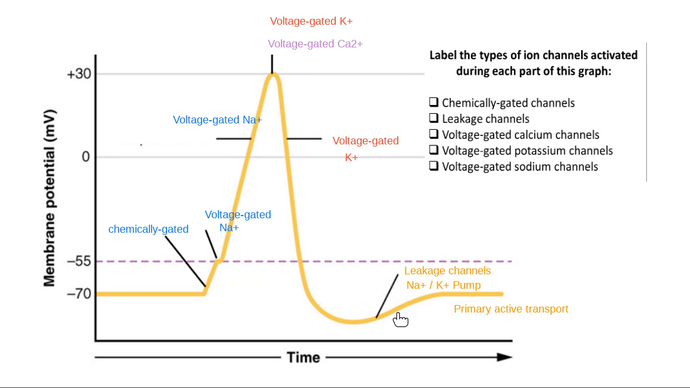That tells you just how important it is that your cell be at negative 70 millivolts. To get me back to my normal resting membrane potential, I'm willing to use my energy monies for that. So leakage channels and the sodium-potassium pump help me get back to resting membrane potential.